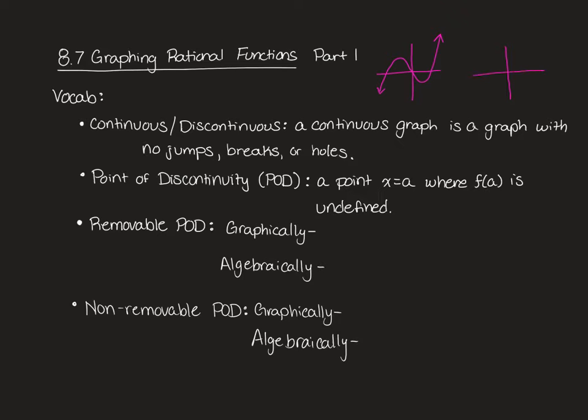If I have a graph that looks like this, and the ant is crawling along, right here it falls through. This is not a continuous graph. There is a break in the graph, okay? So we call that discontinuous. Also, a point of discontinuity. That is a point, x equals a, where the function is undefined.